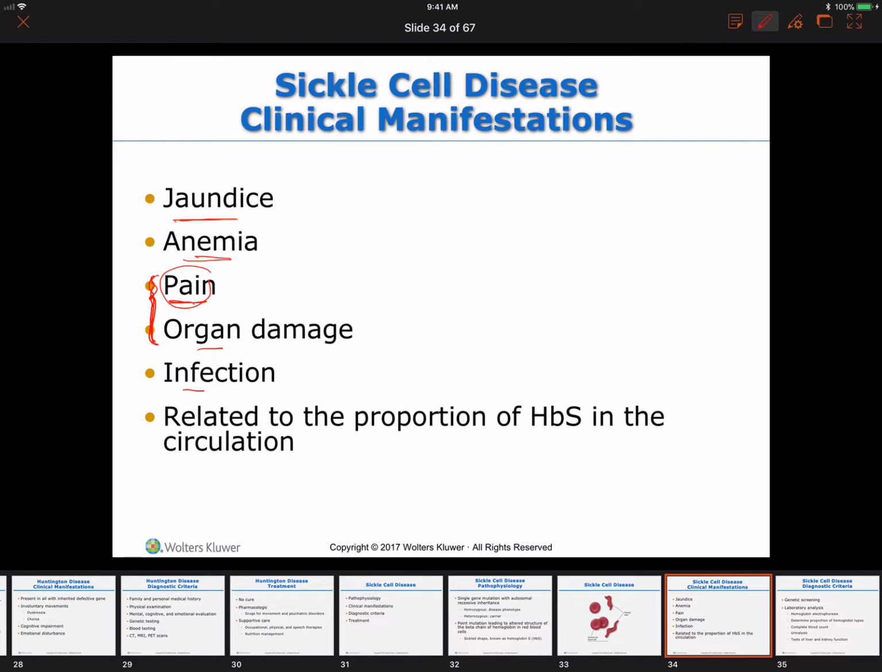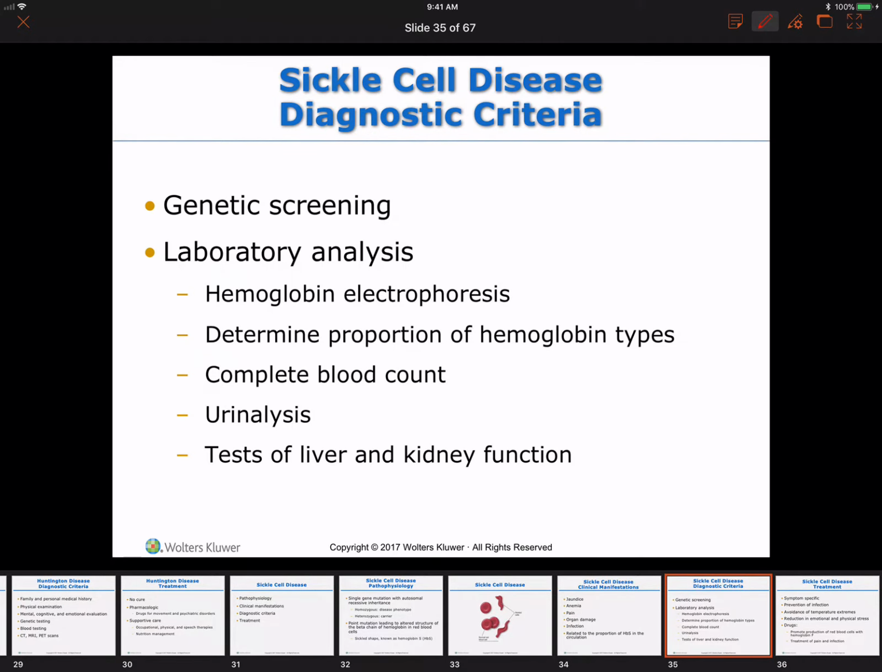The risk of infection will go up, and of course the severity of the symptoms will be related to the percentage of the abnormal hemoglobin in the circulation. So even the disease itself is kind of along a spectrum: severe, mild, and moderate. Again, it may require genetic testing or lab-based analyses, either of hemoglobin, determining which type or the proportion of the abnormal hemoglobin, complete blood count, analysis of urine, and tests for liver and kidney function.